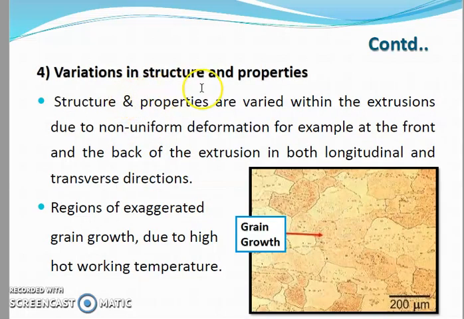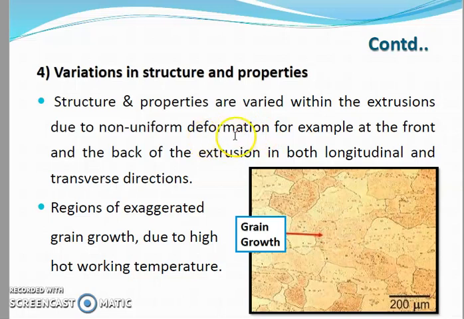So see the variation in structure and properties. There will be changes in the grain growth. If you see the microstructure, there will be some changes in the grain growth. The structure and the properties vary with extrusion due to non-uniform deformation.